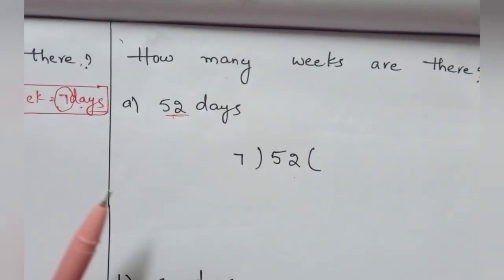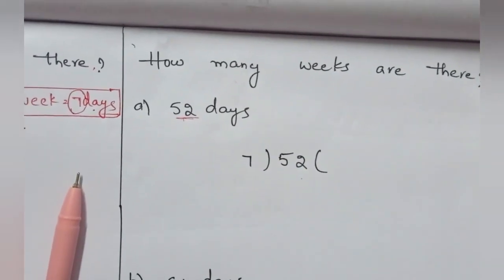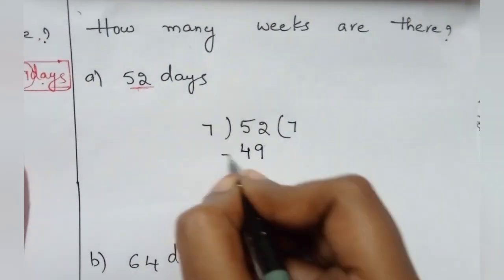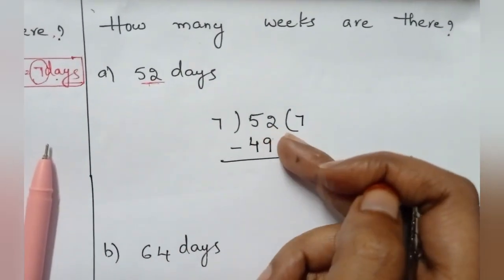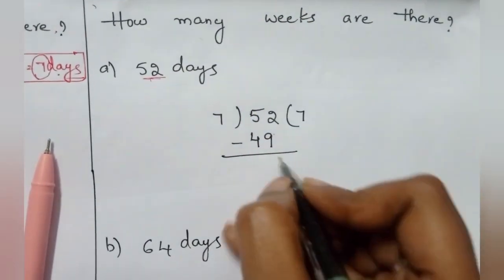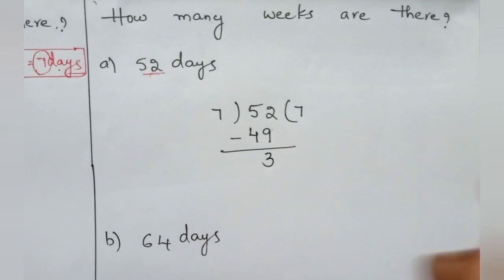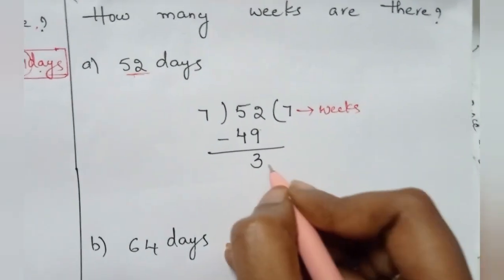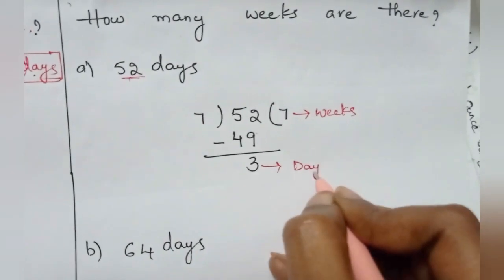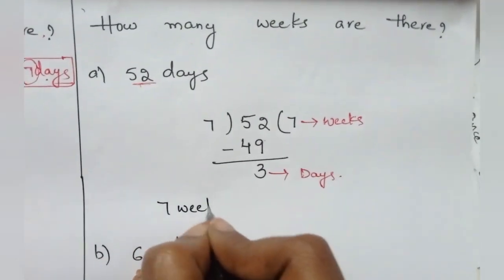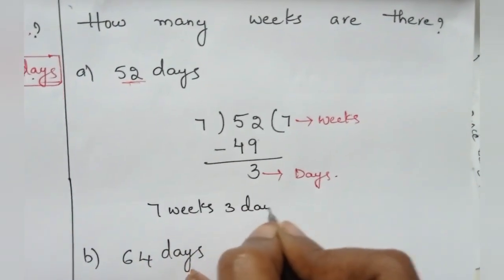So take the nearer number. That is 7 7s are 49. So here 52 minus 49. Count after 49 till you get 52: 50, 51, 52. So here 3. Always remember, the quotient we are getting is weeks, and the remainder we are getting is days. So here the answer is 7 weeks, 3 days.